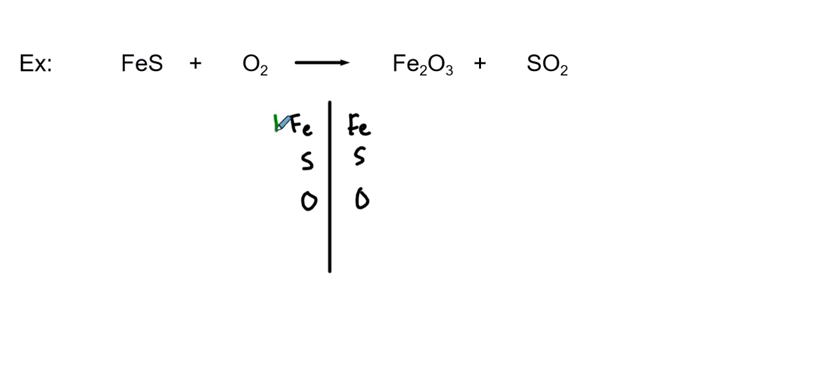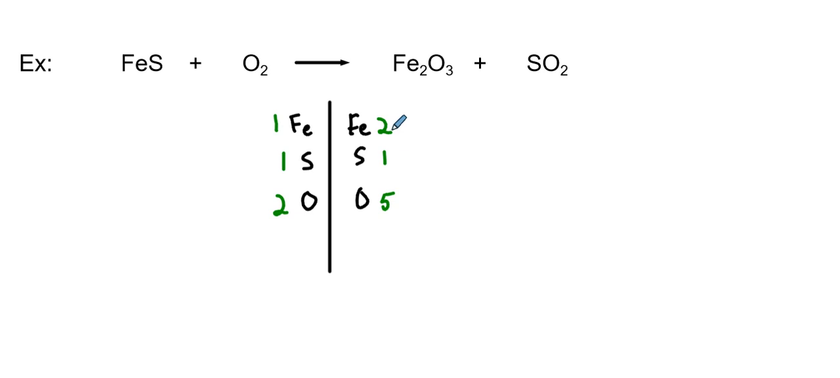Iron, I have 1. Sulfur, I have 1. Oxygen, I have 2. Iron, I have 2. Sulfur, I have 1. And oxygen, be careful, it's 3 plus 2, which is 5. So with fewer elements, this might seem like it's going to be a little bit easier, which is great.